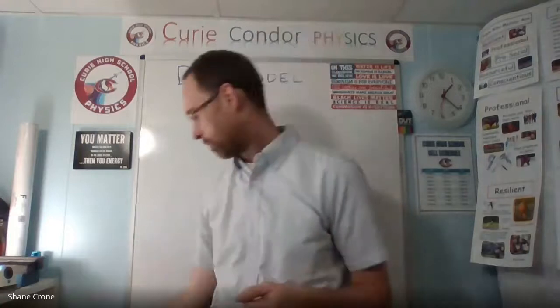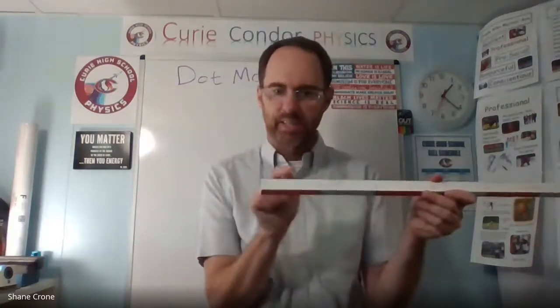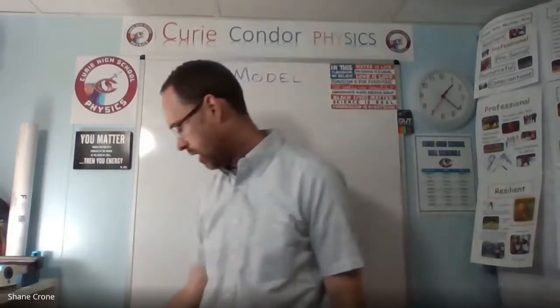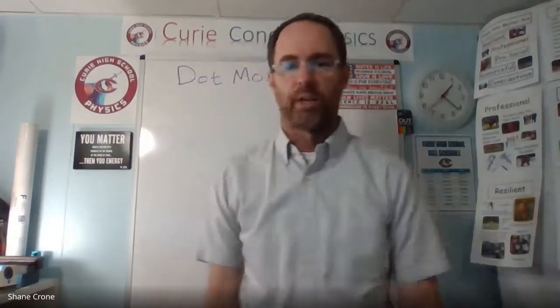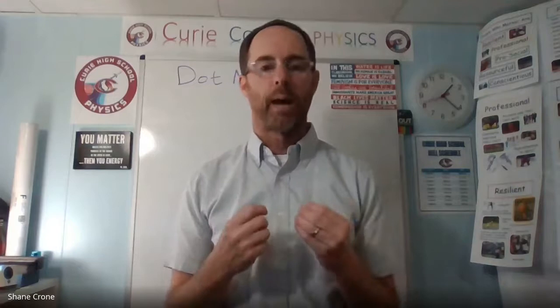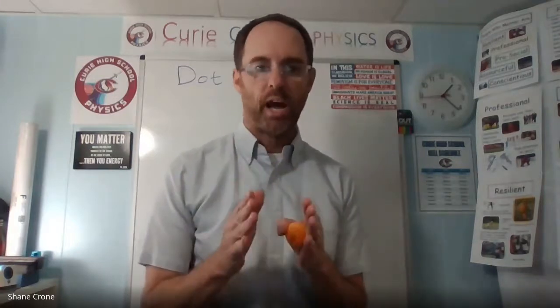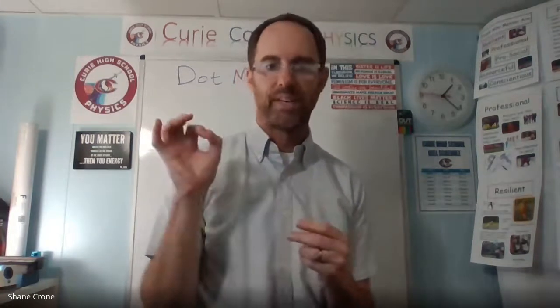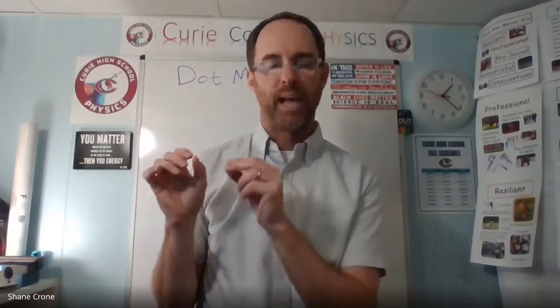I can take a ruler, I can pick up my ruler right here and start measuring the distance between the dots. And I can figure out a ton about my motion. In fact, I can almost figure out everything about my motion from the dot model. So the basic idea behind the dot model is in some unit of time, some period of time, we're going to leave a dot that represents the object.